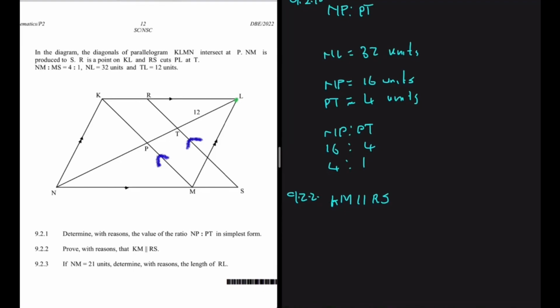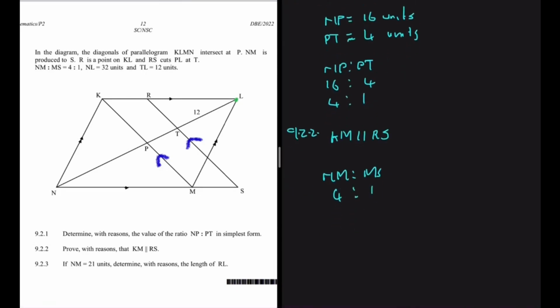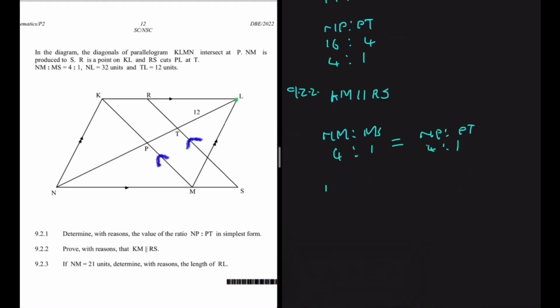We know that NM to MS is 4:1. And now we have proved that NP to PT in its simplest form is 4:1. These two are equal. So we can say that KM is indeed parallel to RS. The two lines divide the sides of triangle NTS in proportion. That is the converse of the proportionality theorem. So that is our answer for 9.2.2.